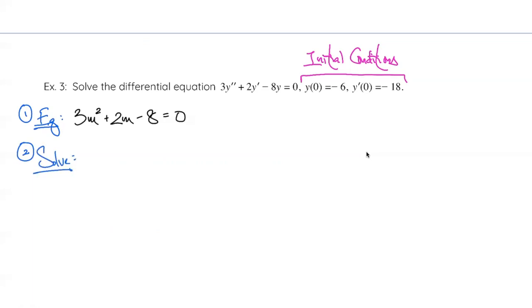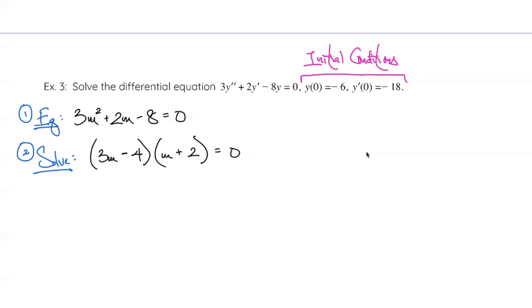This one does factor. And so I believe we've got 3m and m. I know I need to make a -8 at the end. So 2 and 4 seem good to choose. 2 and 4. I want a plus 2m. So positive 6m minus 4m will give me 2m.